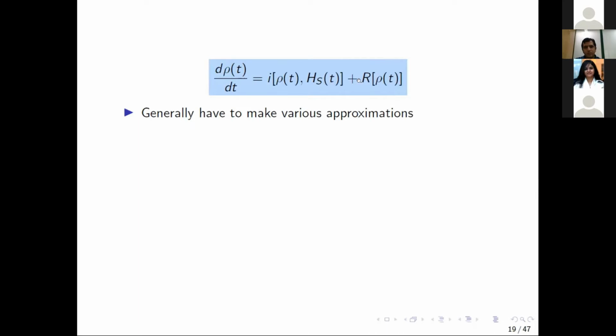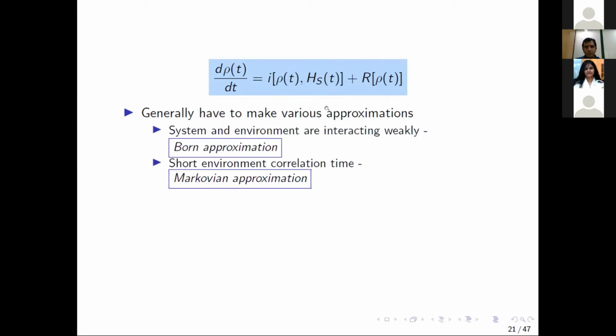Essentially, in these microscopic derivations of master equations, the whole game is to come up with what exactly this is, and to derive this form of the differential equation so that you can actually solve it efficiently on a computer, for example numerically. You have to make various approximations. First of all, as is usually the case, you allow yourself to use perturbation theory. So you assume that the system is weakly interacting with the environment. That's called the Born approximation.